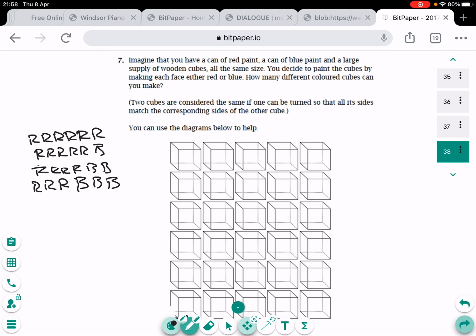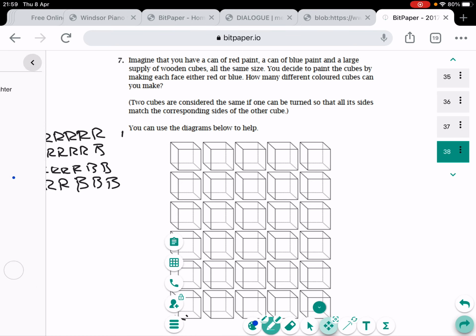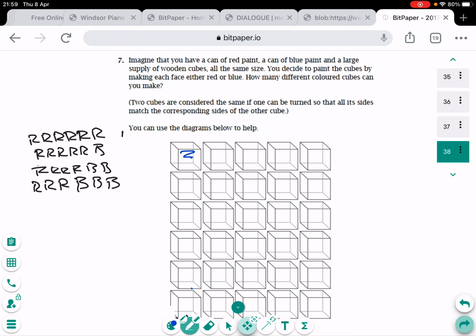Okay, so let's start with all reds. Obviously, only one solution. Five reds and 1 blue. You could change the position of the blue, for example. You could make it here, here, here. But the important line in this question is 2 cubes are considered the same if 1 cube can be turned so that all its sides match the corresponding sides of the other cube. So you could actually rotate it to become the same thing. So there's actually still 1.